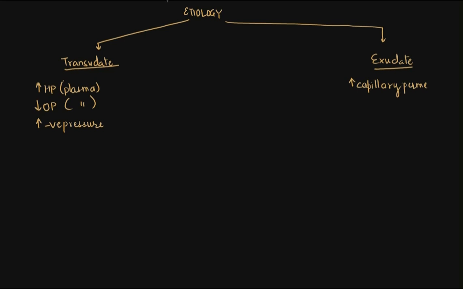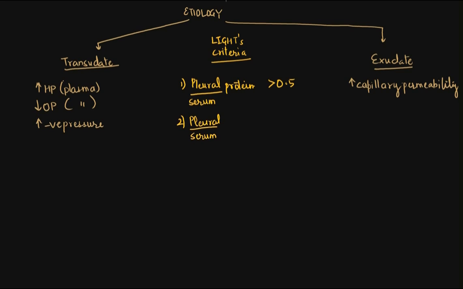Now, a transudate and an exudate can be differentiated using Light's criteria. It consists of three features, and any single positive would indicate an exudate, whereas all three negative indicates a transudate. The first criterion is pleural to serum protein ratio greater than 0.5, pleural to serum LDH greater than 0.6, and pleural LDH greater than two-thirds the upper limit of normal serum LDH. Any one positive would indicate that the fluid is an exudate.